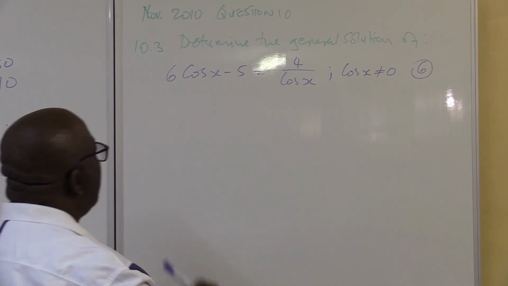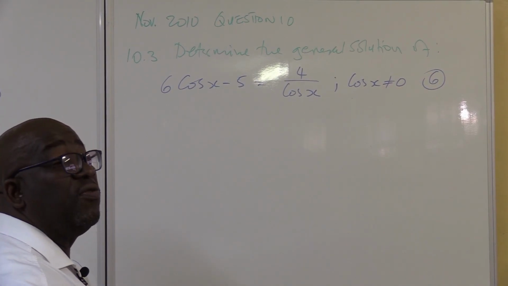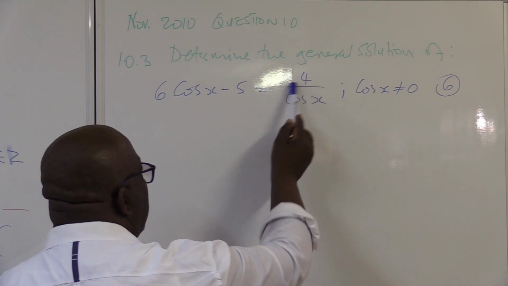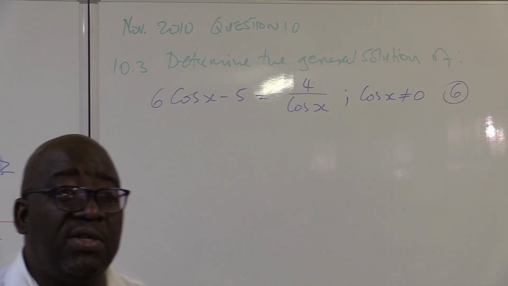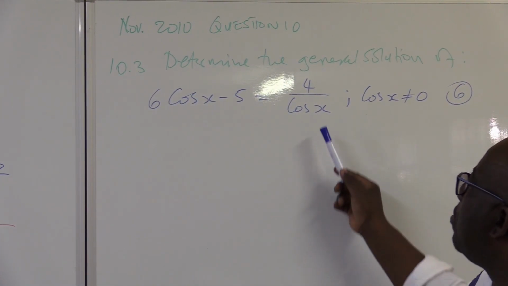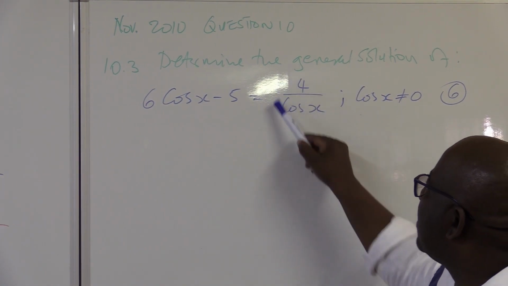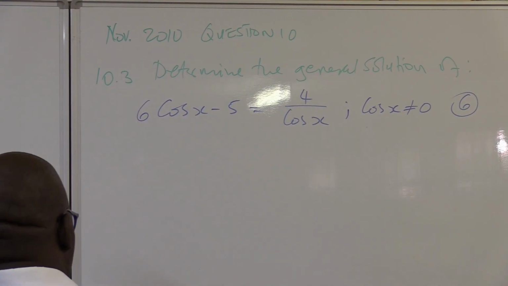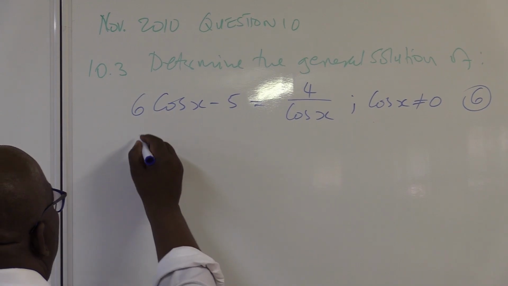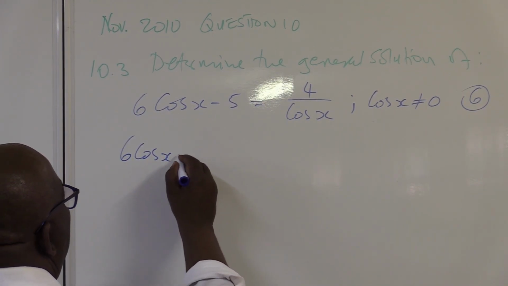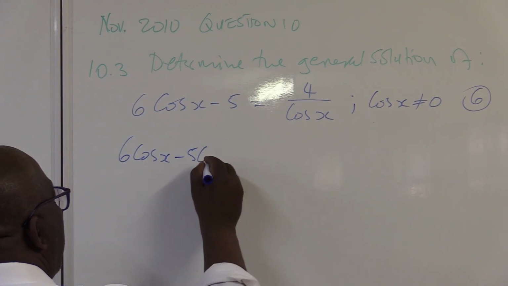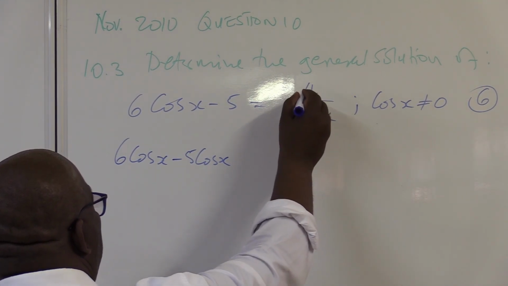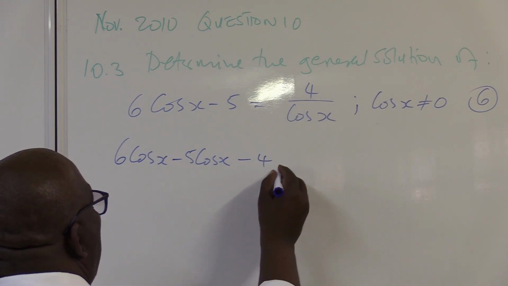This is what I'm given. I'm given that 6 cos x minus 5 is equal to 4 over cos x, where cos x is not equal to 0. This is accommodating that because dividing by 0 is undefined. Now, how do we get rid of this fraction? We multiply every term by cos x and see what we get. If I multiply this by cos x, I will have 6 cos x times cos x, minus 5 cos x. Multiply this by cos x, that will cancel, and I'll be left with 4. Take 4 this side, it will be minus 4 equal to 0.